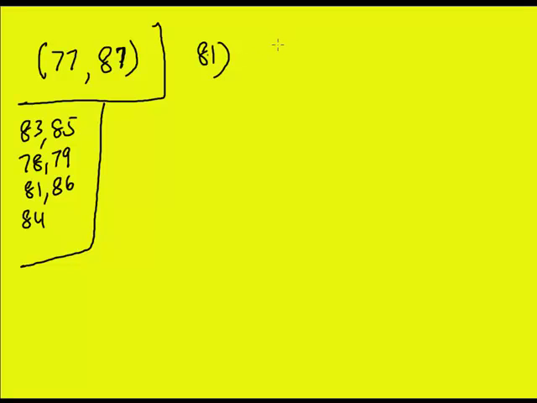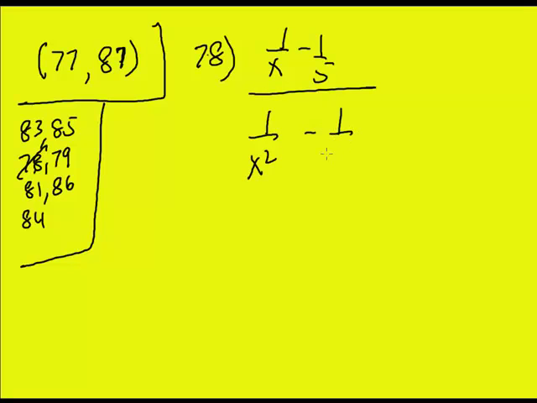Number 81. First one, 78. Sorry, I'm not very good at math. 78. All right. So this is 1 over x minus 1 over 5, all that over 1 over x squared minus 1 over 25. There's an easy way to do this, and there's a hard way to do it.